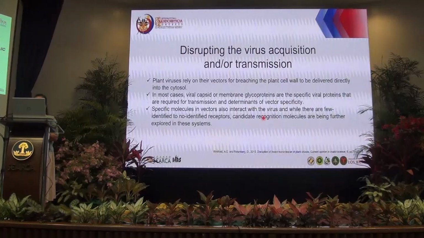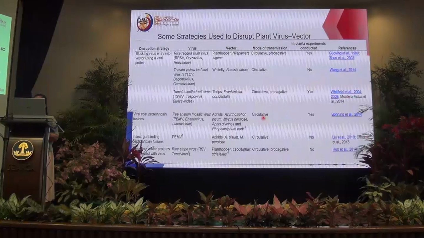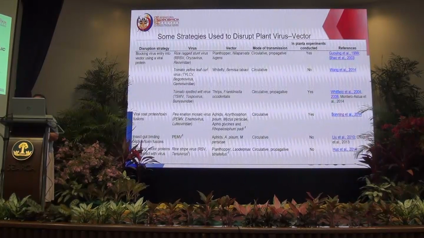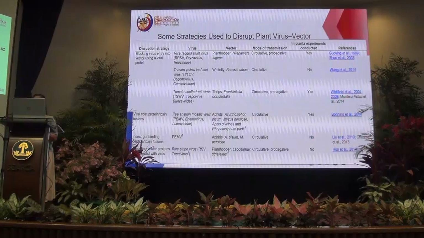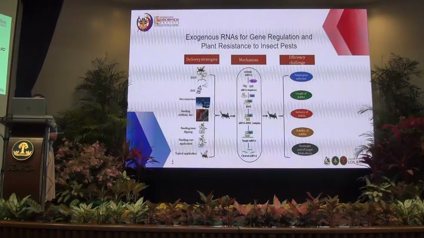So here are some examples of strategies used to disrupt plant virus-vector interaction. For planthoppers on the list, the disruption strategy involves blocking the virus entry into the vector using a viral protein targeting the vector proteins. Some of the methods used were modern biotech tools like RNA interference. Now, RNA interference can be used for gene regulation and plant resistance to insect pests.